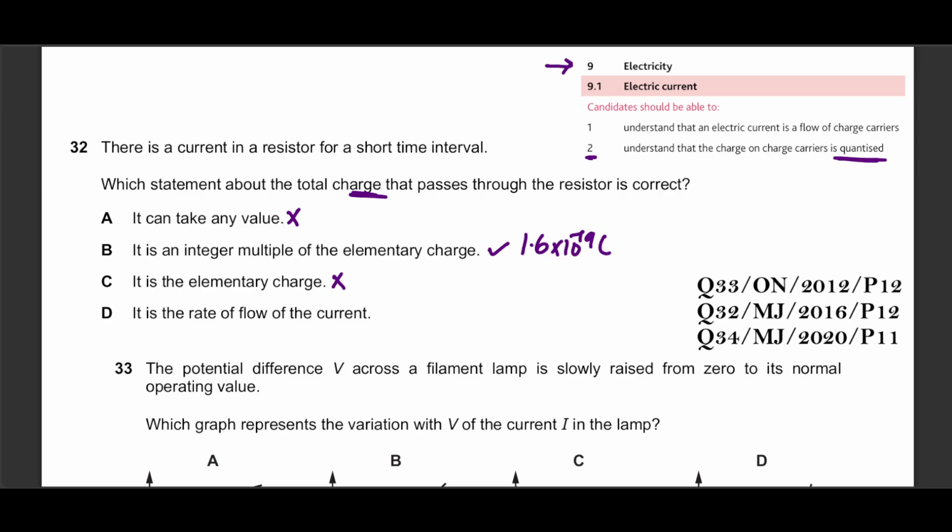Is it a rate of flow of current? No, it is always the rate of flow of charge by definition. There is no such thing as rate of flow of current. Rate of flow of charge is the main thing for current. So by the essence of the definition, D was rejected. It is not always the elementary charge, so B would be the right answer.